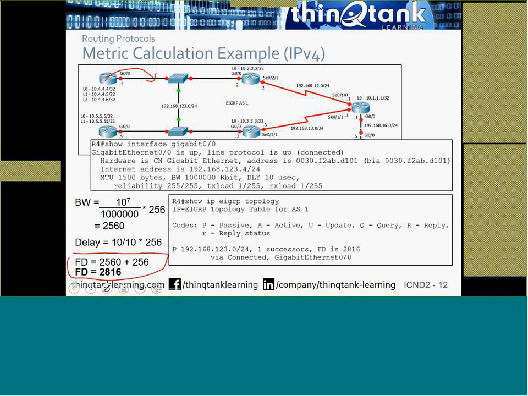So actually, because EIGRP is running on this interface, it is still part of the topology table, but it's not going to show up in the routing table. The way we look at our topology table is show ip eigrp topology. We'll see that again later on. And sure enough, we can see that the feasible distance for that link is 2816. The feasible distance, which is the metric for router 4 to get to that network, is 2816.